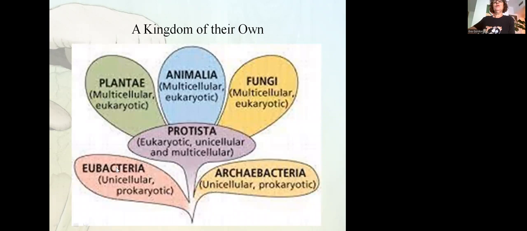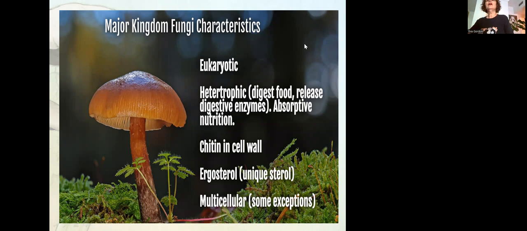Okay, and now we officially have 1, 2, 3, 4, 5, 6. Some of these are broken down, but just to show you that fungi are now separated from all the other kingdoms. Major fungi characteristics: they're eukaryotic, which means they have a true nuclear membrane. Those of you who are master naturalists or have a good biology background probably already know these terms, but I'm just going to go basically over some of them.